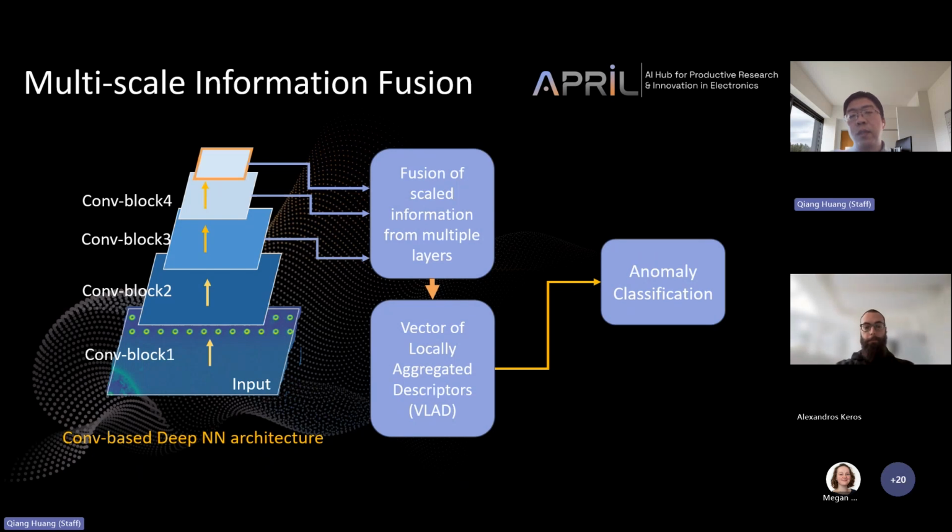So due to this reason, we use another toolkit. We use the VLAD. The name of VLAD is vector of locally aggregated descriptors. The aim of VLAD is to reduce the dimension of the input vector or matrix. So this can improve the performance and also the efficiency.